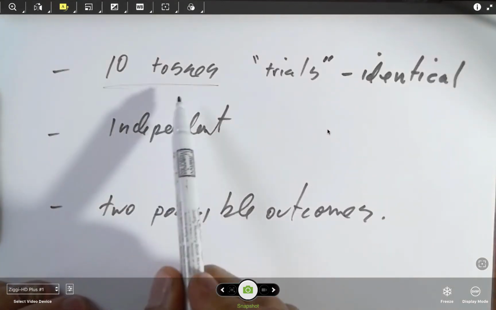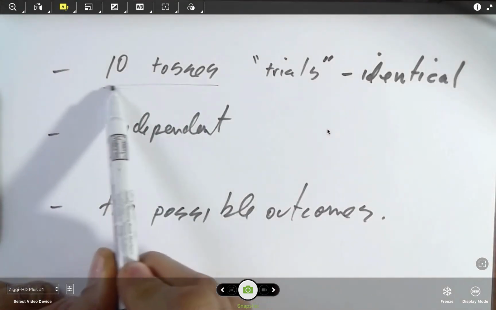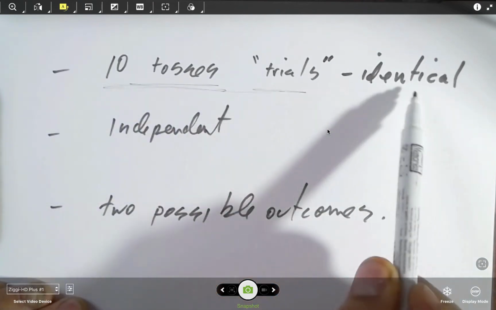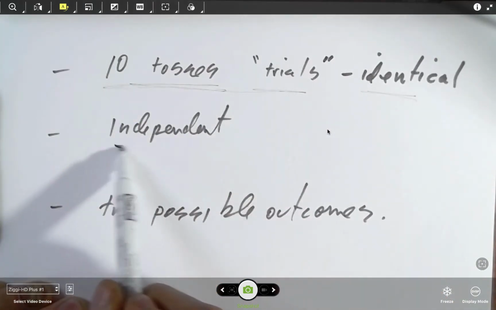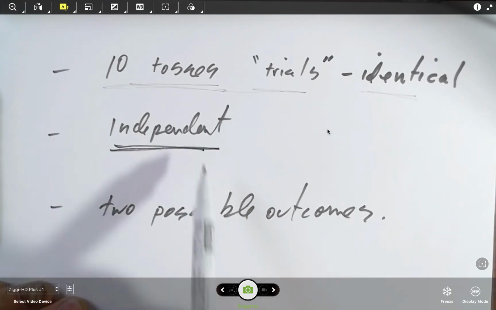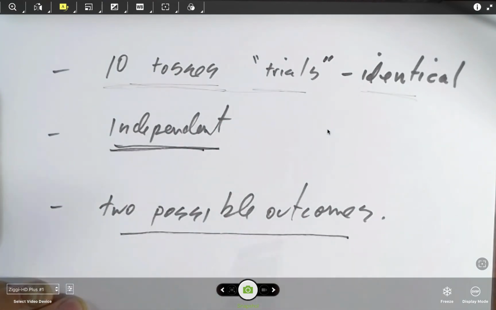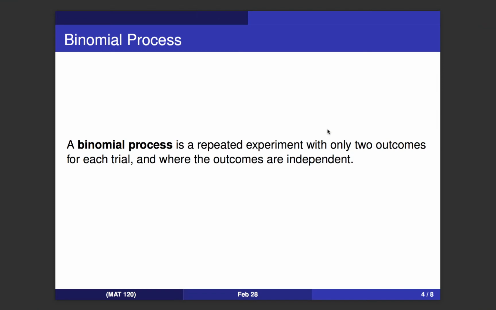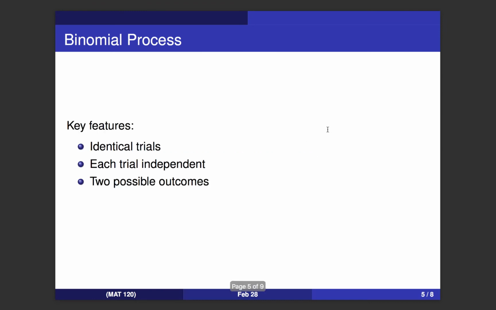We've repeated an identical experiment 10 times. So we had 10 tosses, or trials. They were all identical. The outcomes were independent, right? And for each one, we had 2 possible outcomes. This is called a binomial process. It's a repeated experiment, 2 possible outcomes, and the outcomes are independent. So again, the key features: the trials are identical and independent, and 2 possible outcomes.